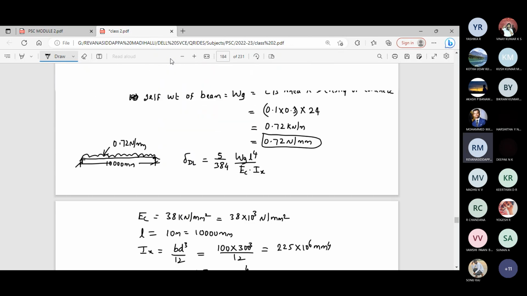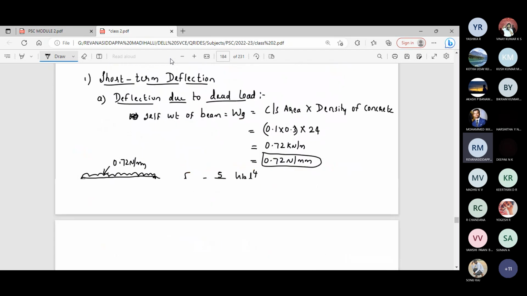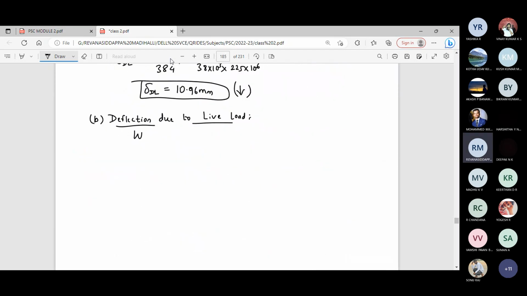Okay, the live load intensity is given. How much is it given? 2 kilonewton per meter. WQ is given as 2 kilonewton per meter. In terms of Newton millimeter, it is 2 Newton per millimeter. So it is the same beam carrying the UDL, the live load of 2 Newton per millimeter. 10,000 millimeter is the span of the beam. Therefore, deflection due to live load. Same formula will be there because the loading condition and the support condition are both the same.